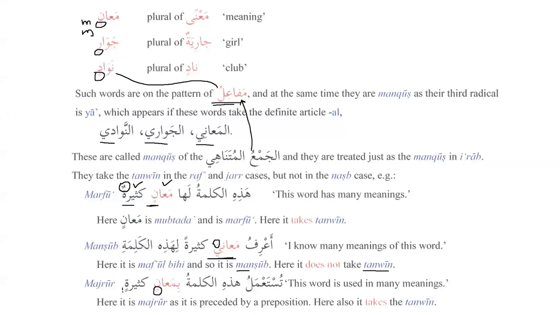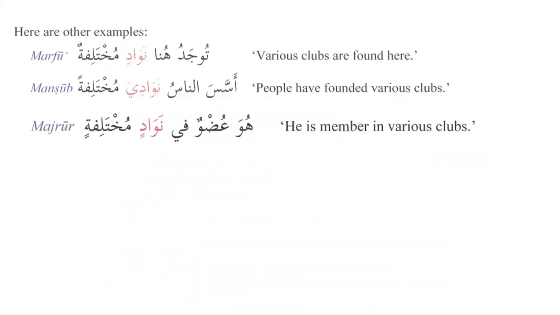So this is where we need to be slightly careful, that when we look at the noun and the noun has kasratan, it's not necessary that it is majroor. It is also possible that it can be marfu, as we can see over here. Ma'anin is marfu and kathiratun is also marfu. Here when it is mansub, then fatha will be shown over there, and when it is majroor, we know that it will take kasratan bi ma'anin kathiratin. Here are some more examples.